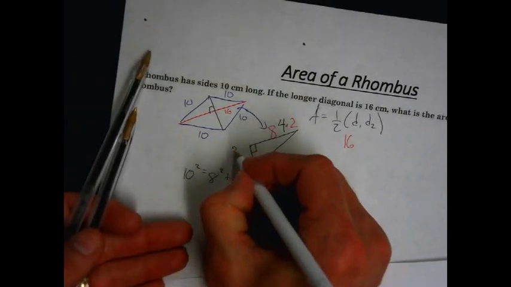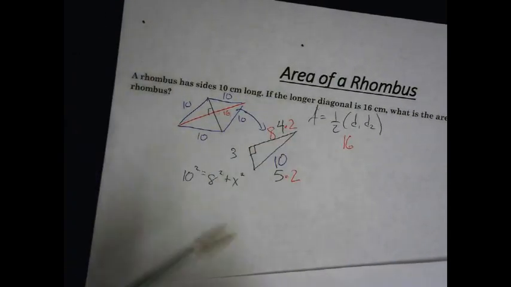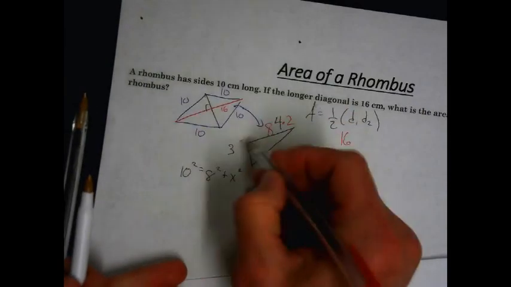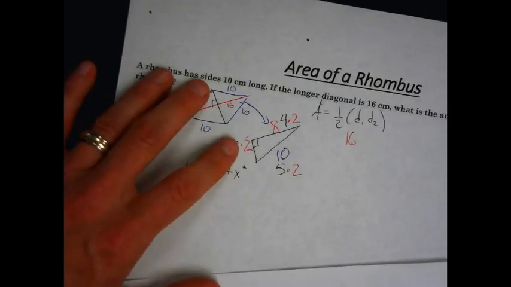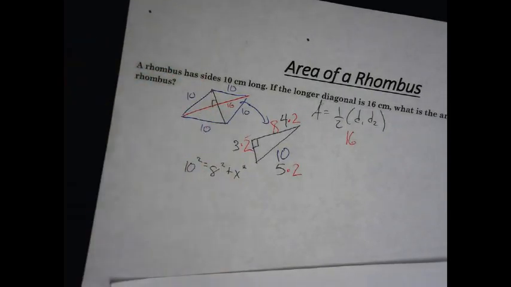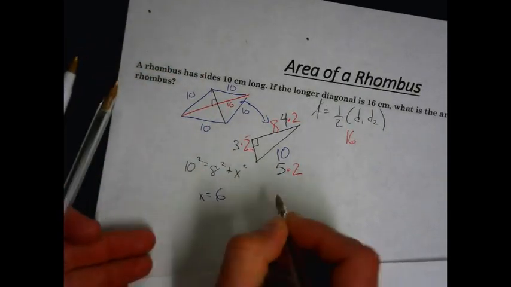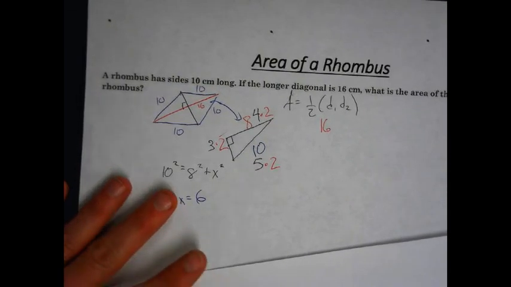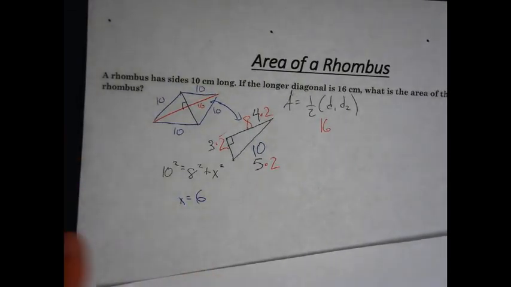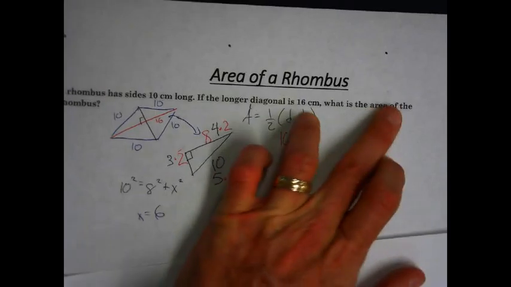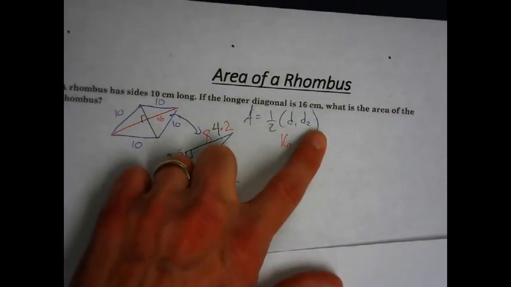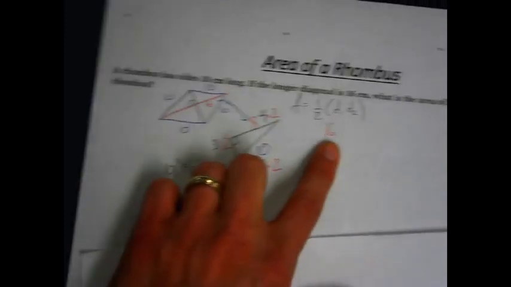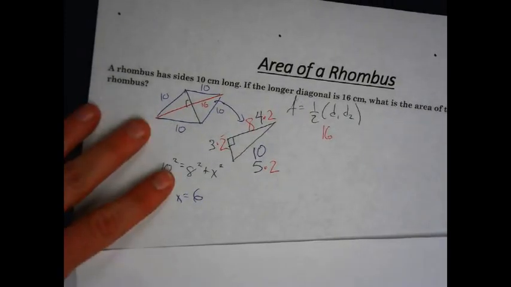So the short leg is 3 times 2, or 6. Okay, so we know the short leg is going to be 6. So I can tell you right now, short leg x is 6. Now, does that answer anything at all? No. The question was, what's the area of the rhombus? And we know that area is 1/2 the product of the diagonals. We know that one diagonal is 16. Do we know what the other diagonal is now?